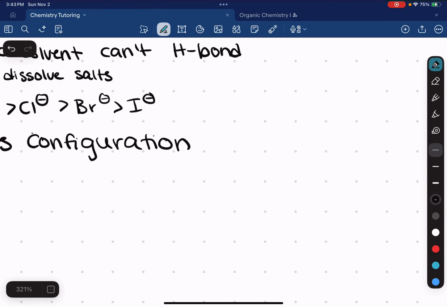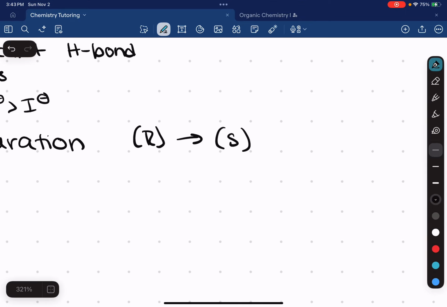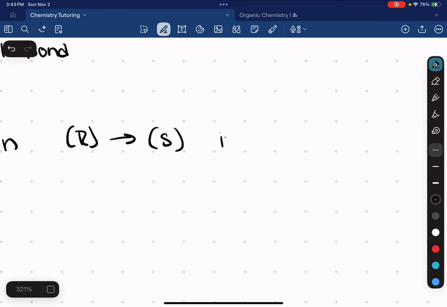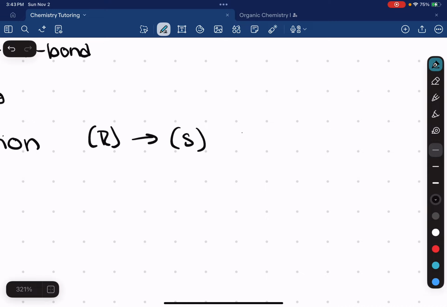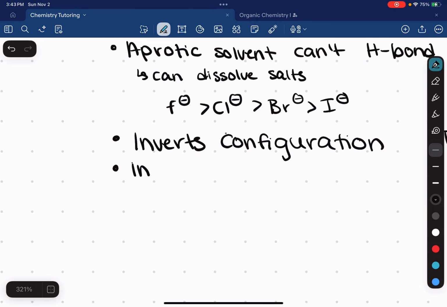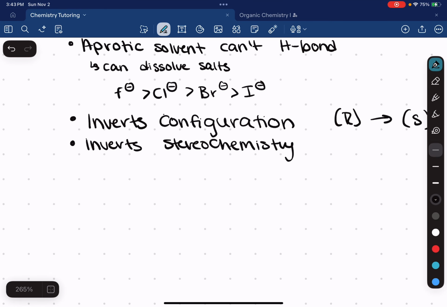So that means when we have our R and S, if it used to be R, it's going to turn into S, and vice versa. If it was S, it's going to turn into R. Because it's going to hit it from the backside, and that's going to flip the stereochemistry. That was ugly, sorry. But that's the stereochemistry.